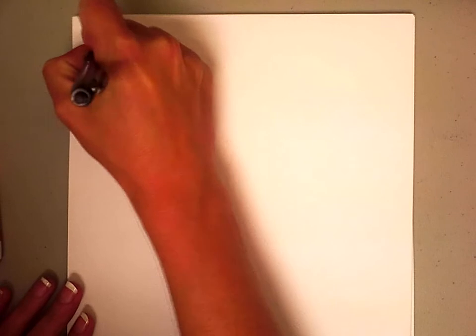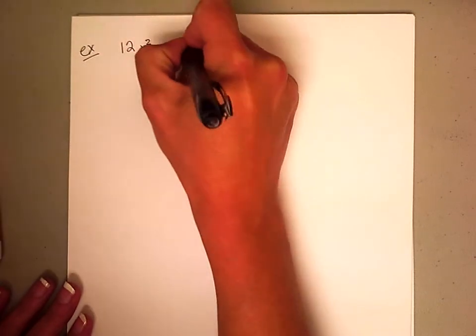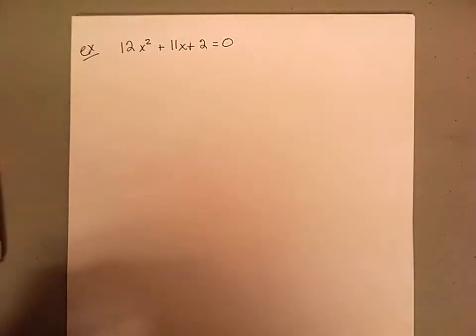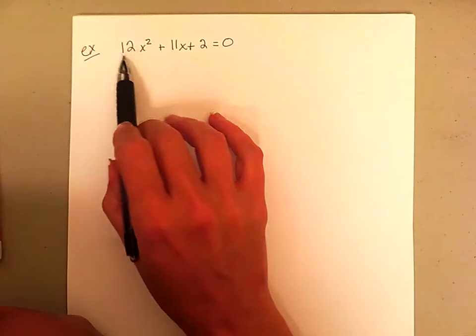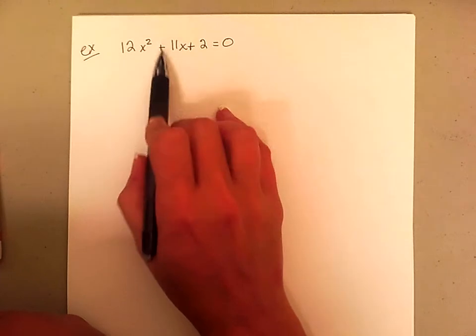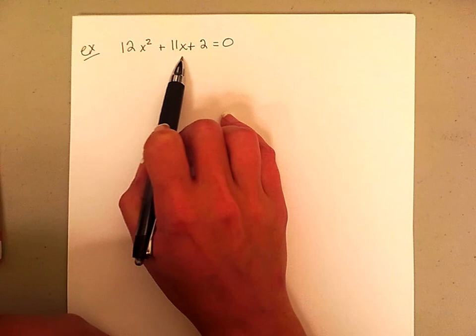Okay, let's look at some other examples. So for example, 12x squared plus 11x plus 2 equals 0. Again, I would like to look for a greatest common factor. This is even and this is even. However, this is not. So it's not a case where we can pull out a greatest common factor. So again, let's do the AC method.